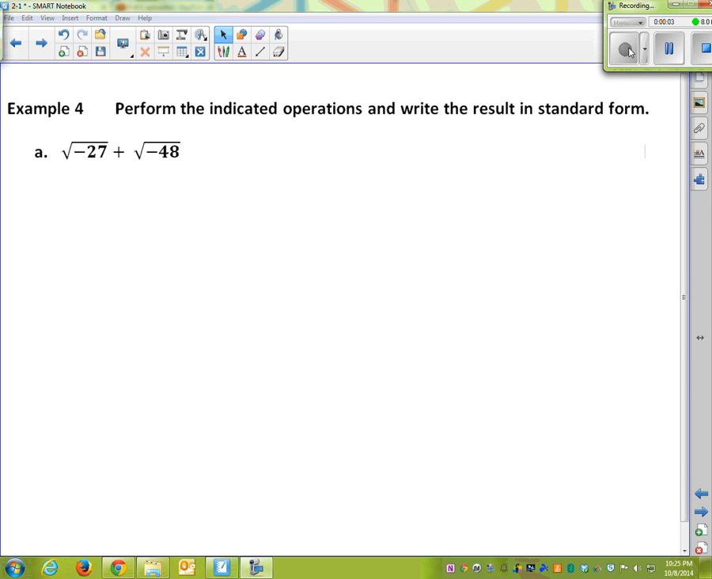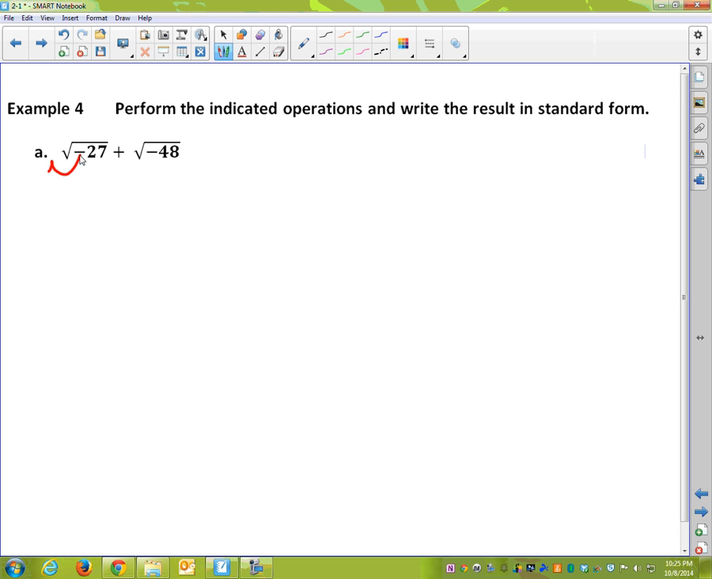In this portion of our lesson, we are going to work with negative numbers inside the square roots. So here they're asking me to add these two radicals together. The first thing I'm going to do, I see the negative, so I'm going to pull it to the outside, rewriting them as imaginary numbers. So i radical 27 plus i radical 48.